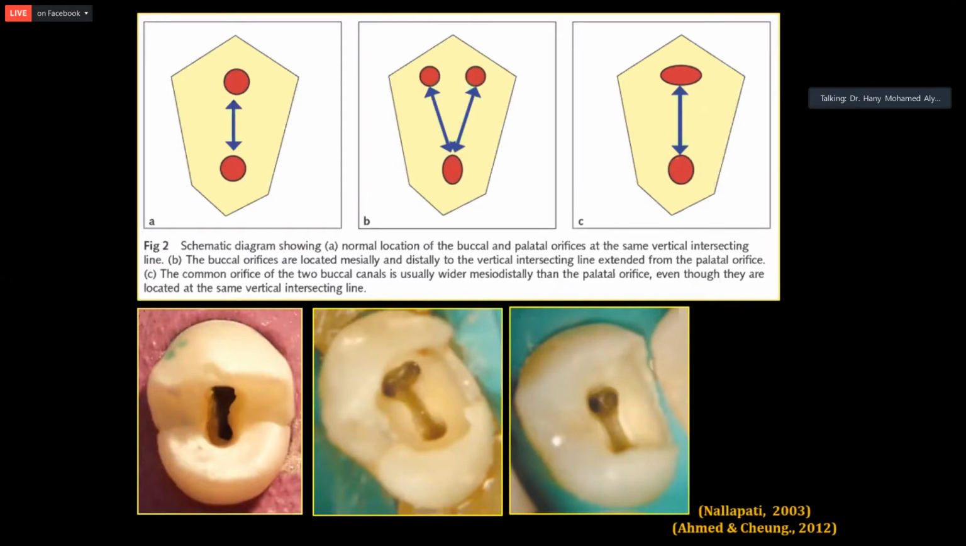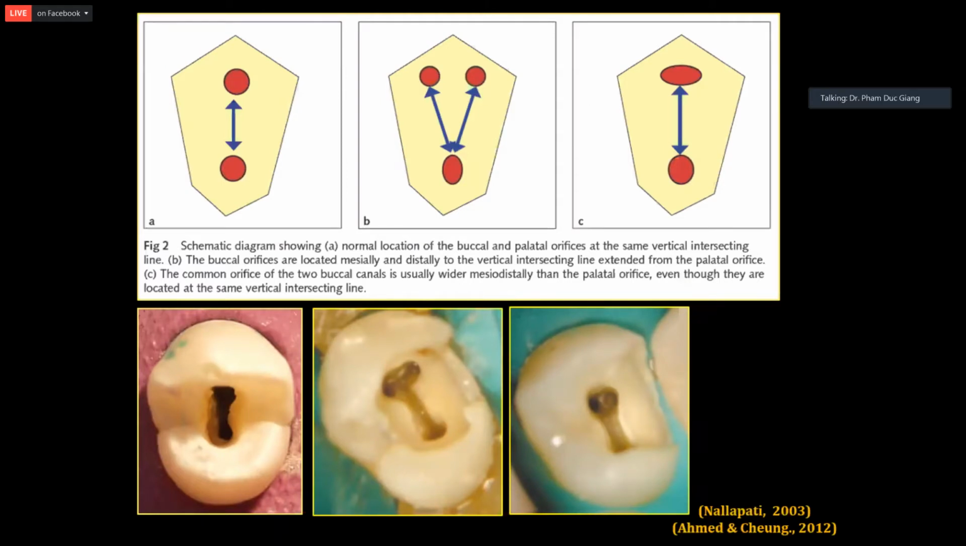So one of the landmarks that we can use to identify this three canal morphology during the access cavity is that usually if there is one buccal and one palatal canal, they are located on the same vertical line along the buccal and the palatal canals. However, if there are three canals, in which two canals are in the buccal, there will be a deviation of this long axis and they will be located in the mesial and distal direction.